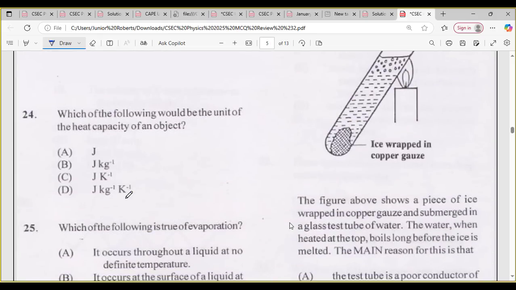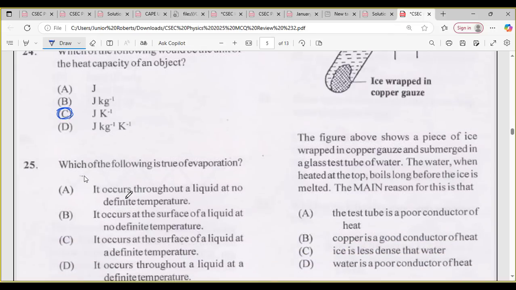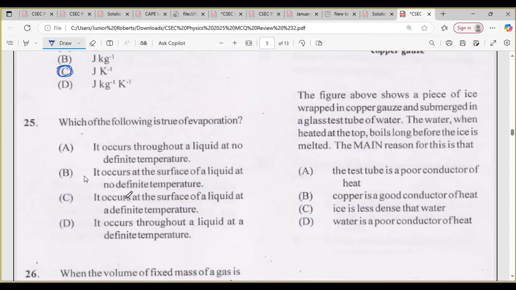24 now says, which of the following would be the unit of the heat capacity of an object? So heat capacity, the unit is the joule per Kelvin. So that's C, joule per Kelvin.